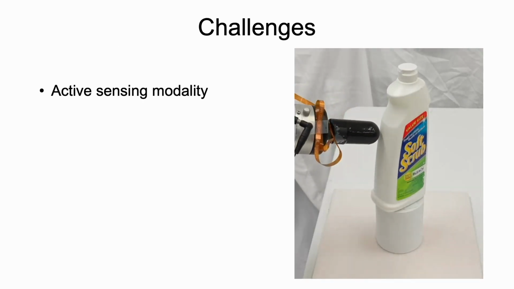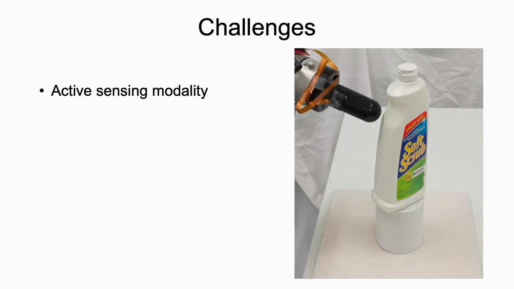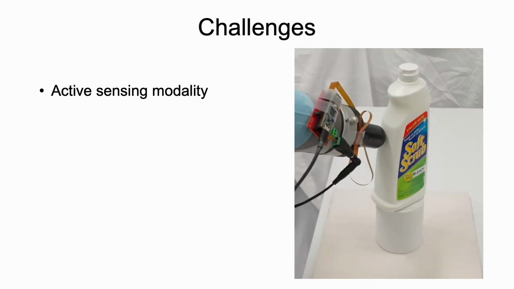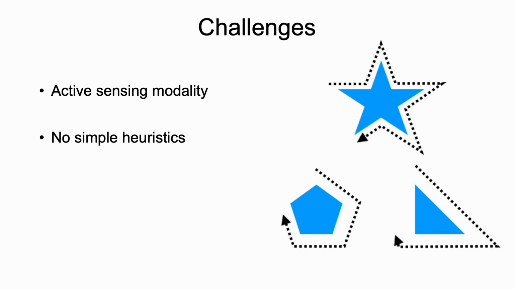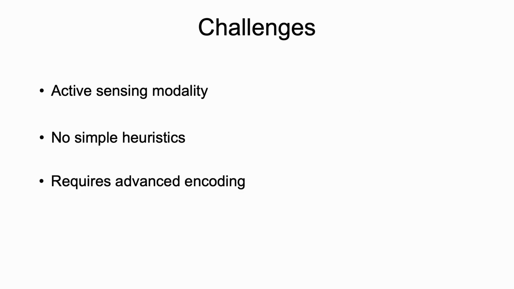Tactile sensing is fundamentally an active sensing modality, and touch sensors provide local and sparse information. As a result, the guidance for tactile exploration is extremely important. There's no straightforward heuristic for exploring 3D objects. For example, edge following is an efficient heuristic for 2D shapes. However, at any point on the surface of a 3D object, there are an infinite number of ways to follow the edge.